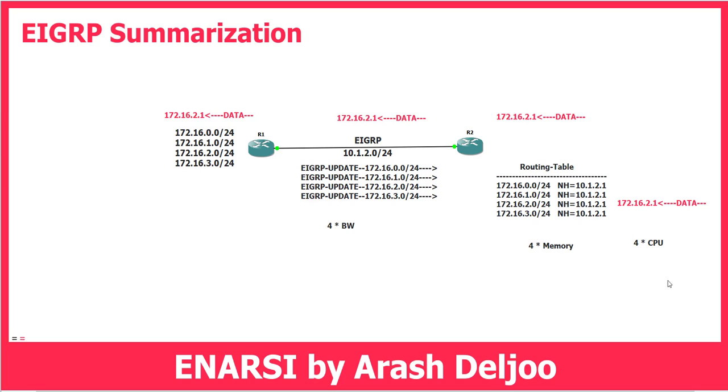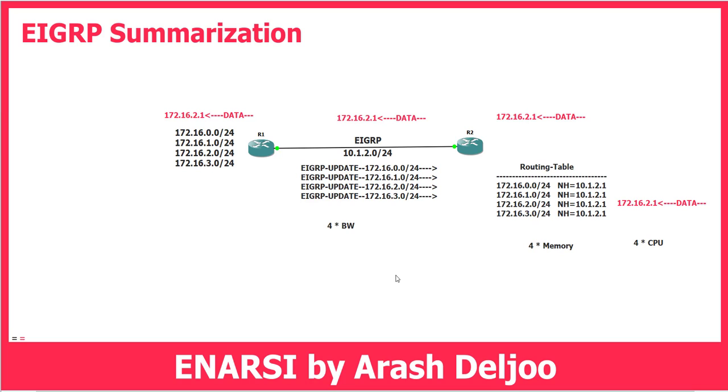Actually, we can say we are consuming the resources 4 times when we are sending 4 updates. This is obvious: we have 4 updates, so we are using 4 units of bandwidth, 4 units of memory, and 4 units of CPU. This is without summarization.